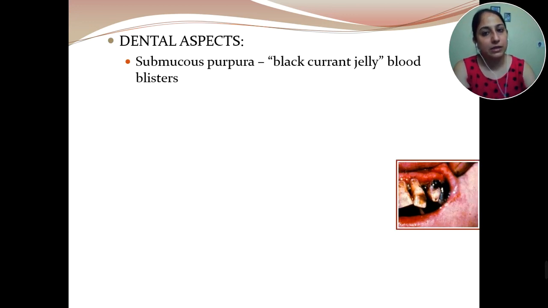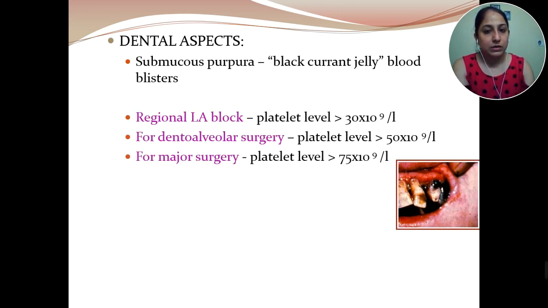Dental aspects include submucous purpura, that is black currant jelly, blood blisters. Regional local anesthesia block can be given when platelet levels are more than 30 × 10^9 per liter. For dentoalveolar surgeries, these counts should be more than 15 × 10^9 per liter. And for major surgery, the platelet level should be more than 75 × 10^9 per liter.